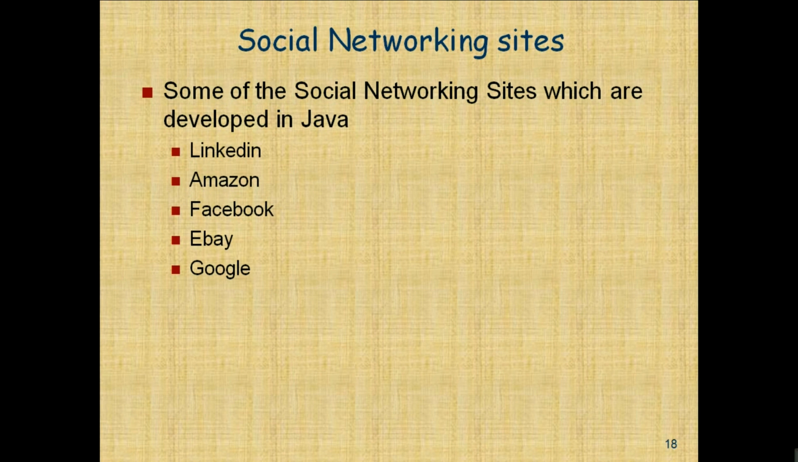Facebook uses HBase, a Java-based NoSQL database, as its messaging platform and also uses Java in other areas. See Facebook engineering. Next one is eBay. eBay architecture uses Java. Next one is Google. Google uses Java extensively in Google Plus, GTalk, the high scalability Google Talk architecture, and so on. These are some of the social networking sites that use Java.